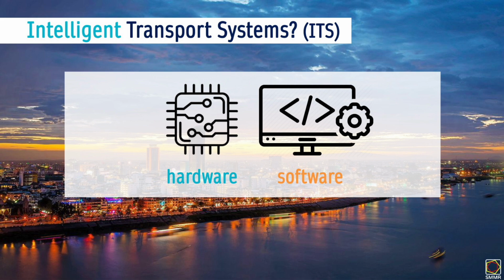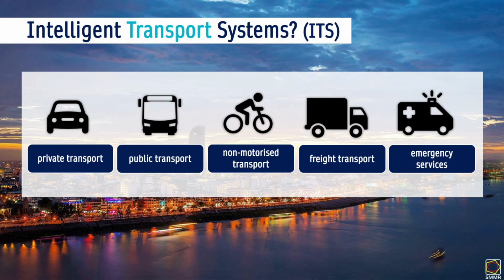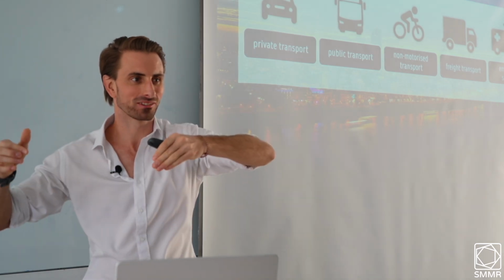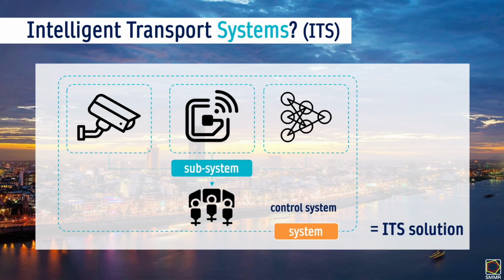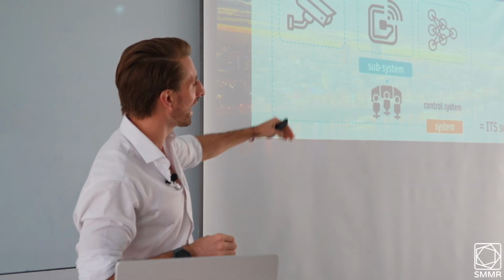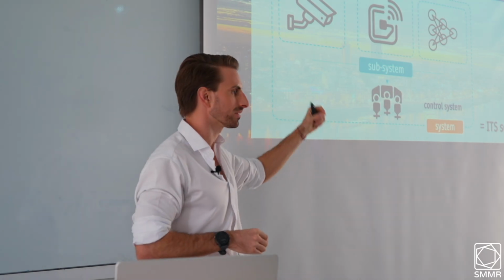Just so we break down the definition, the intelligent in ITS refers to hardware and software. Transport, we know what it is. We have different modes of transport, and all the different modes have different ITS solutions. And systems in ITS often refers to subsystems. And when the subsystems come together, we create complete systems, and these are really ITS solutions. So ITS is quite broad in its definition, but generally an ITS solution is made up of systems and subsystems.